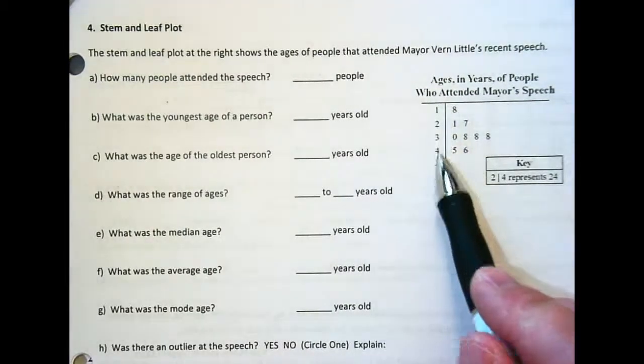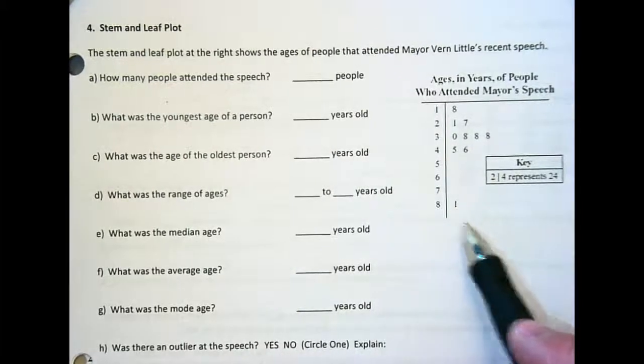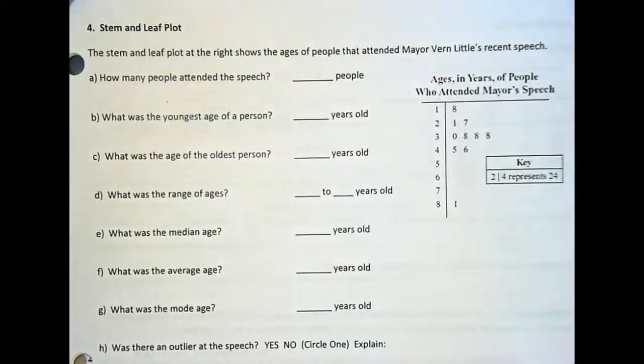10, 20, 30, 40, 50, 60, 70, 80. Dude, there's an 81-year-old person there. Holy moly. That's what I said. It's awesome.